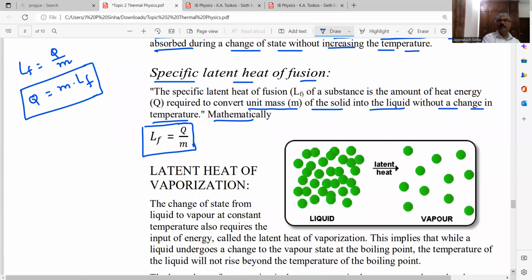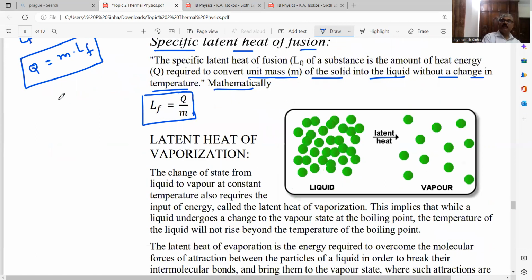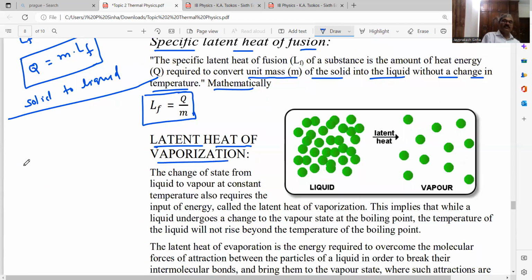Now, latent heat of vaporization. In the case of latent heat of fusion, there was a change of state from solid to liquid. But here, in the case of latent heat of vaporization, the change of state is from liquid to gas.